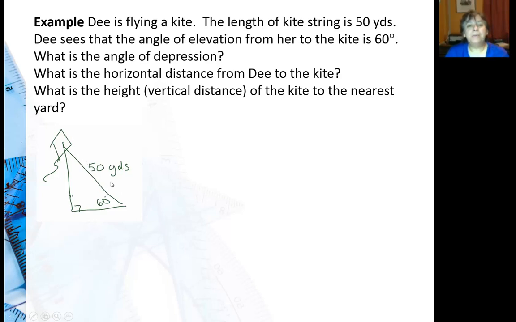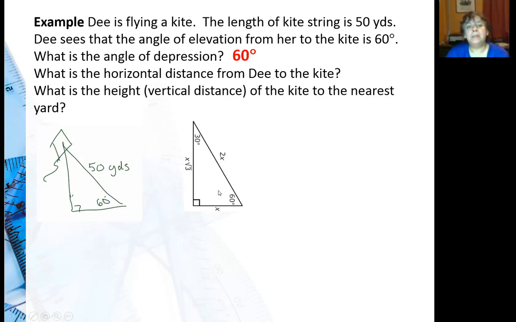And what is the angle of depression? Well, remember, I actually don't even have to draw the angle of depression. Remember, they're always congruent, so I can automatically say it's 60 degrees. Now, what is the horizontal distance from D to the kite? Well, I'm going to go ahead and set up a triangle. First of all, this is the horizontal distance, this horizontal line.